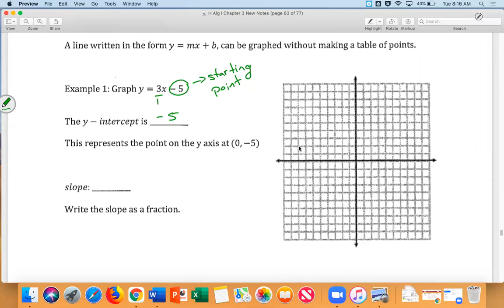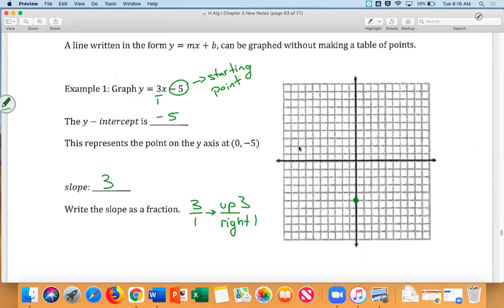So I can go to my y-axis and plot (0, -5). So 1, 2, 3, 4, 5. So I plot my point -5 on the y-axis. Now my slope needs to be written as a fraction. Well, my slope in the problem is 3. It wasn't written as a fraction, so I wrote it as a fraction, which is 3/1. That means I'm going to go up 3 from my y-intercept and to the right 1.